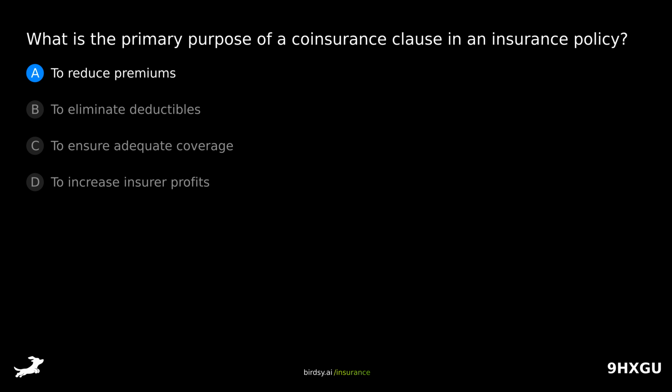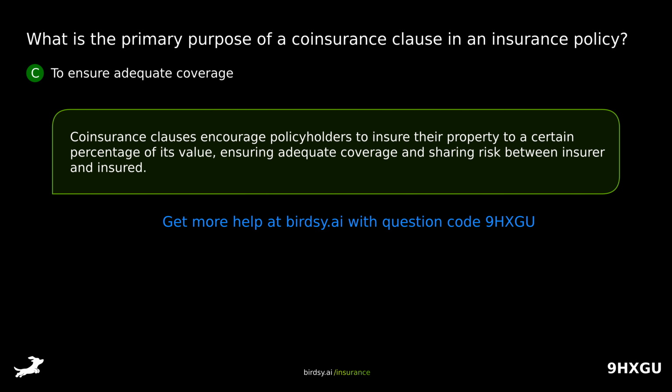Is it A, to reduce premiums, B, to eliminate deductibles, C, to ensure adequate coverage, or D, to increase insurer profits? The answer is C, to ensure adequate coverage. Coinsurance clauses encourage policyholders to insure their property to a certain percentage of its value, ensuring adequate coverage and sharing risk between insurer and insured.